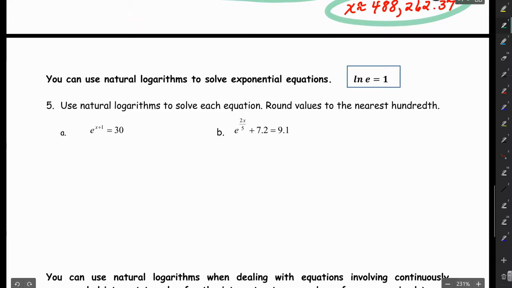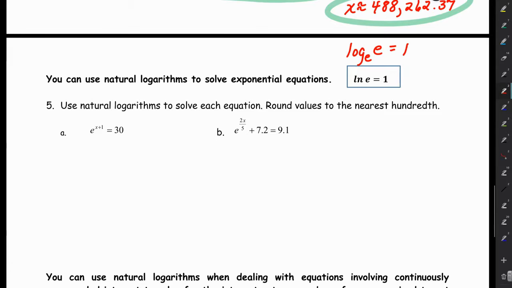We can also use natural logarithms to solve exponential equations. And I just have a reminder in this little box here that ln of e equals 1. If you recall that I told you that if you have log base e of e, that would equal 1. Just like if you have log base 10 of 10, that equals 1, or log base 3 of 3, that equals 1. So ln of e, which is just log base e of e, is equal to 1. It's helpful to remember that when we do these kinds of problems.